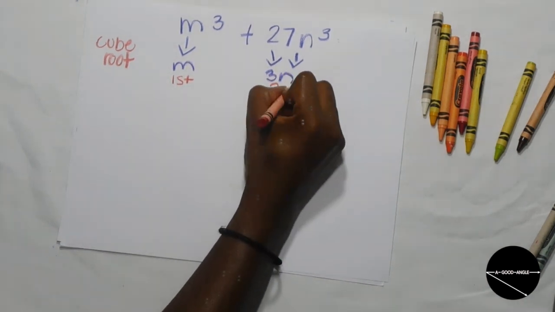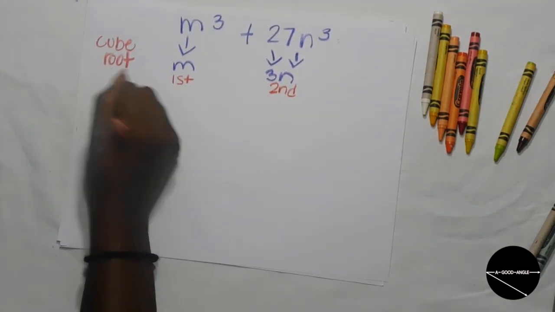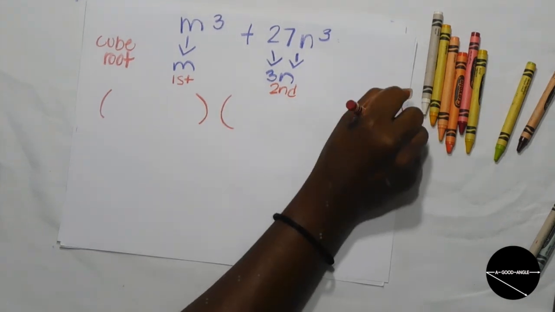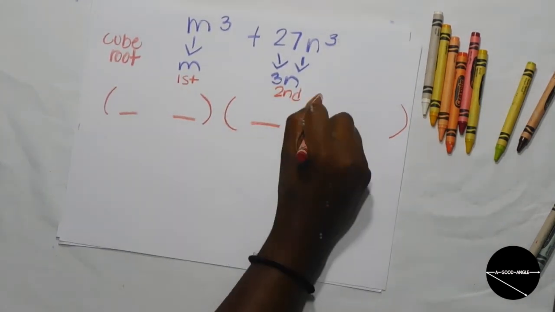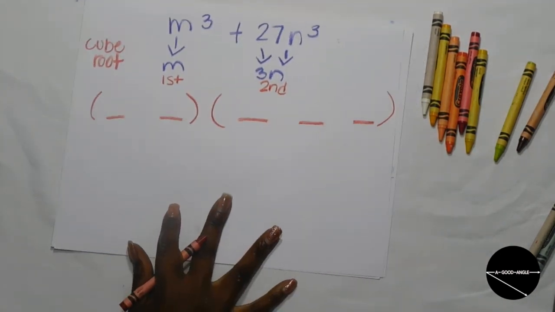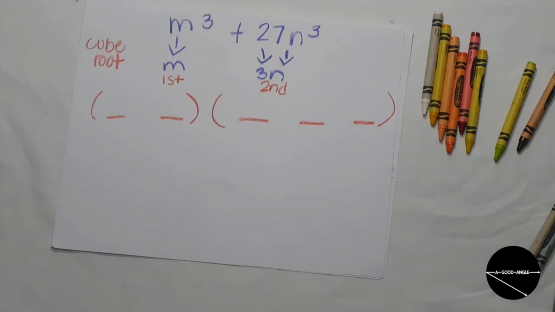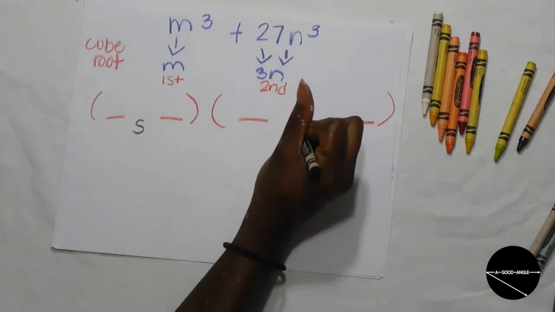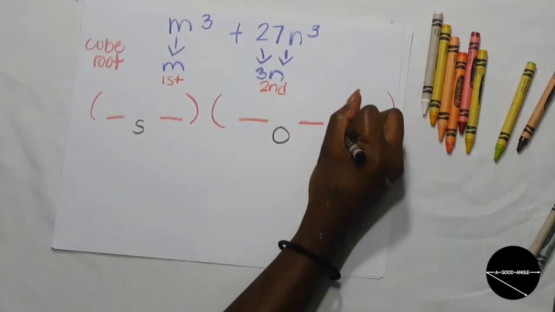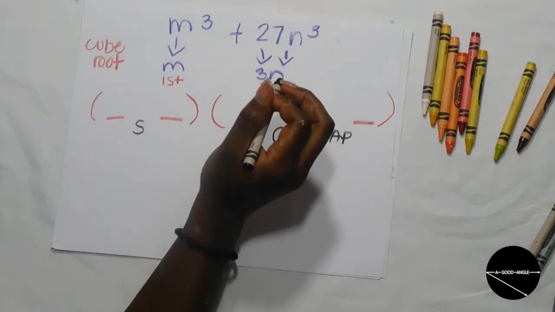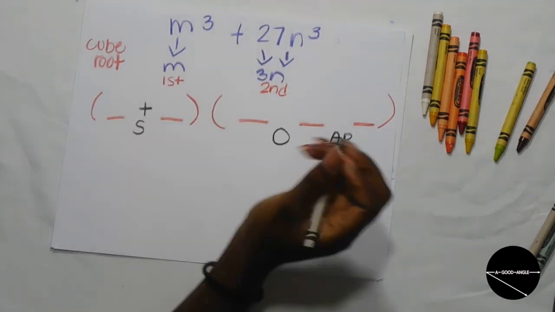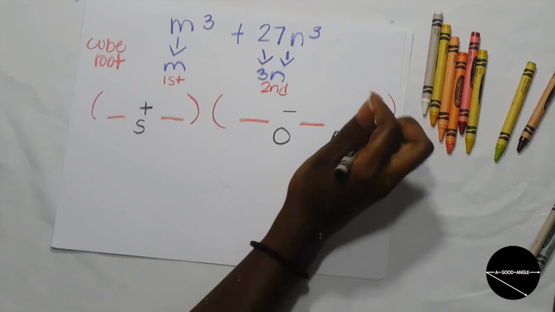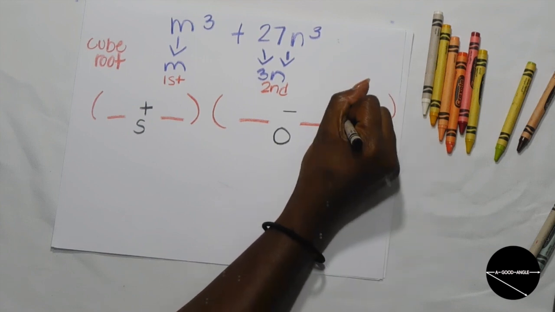My first one is m. My second one is 3n. 2 sets of parentheses, 2 blanks, then 3 blanks. Use some soap like you're taking a shower. Okay, so I'm going to have same, opposite, always positive. So the same sign, a plus, the opposite sign, a minus, always positive, a plus, okay?